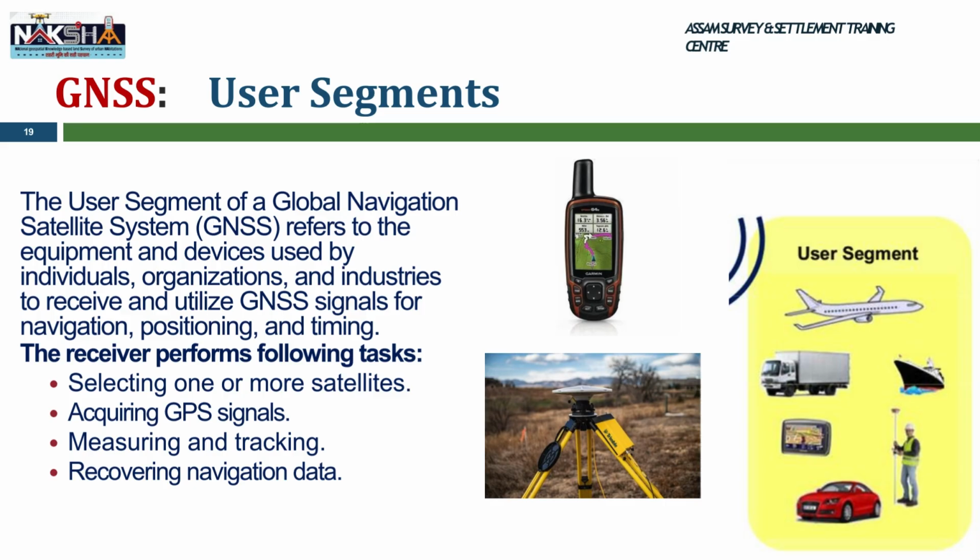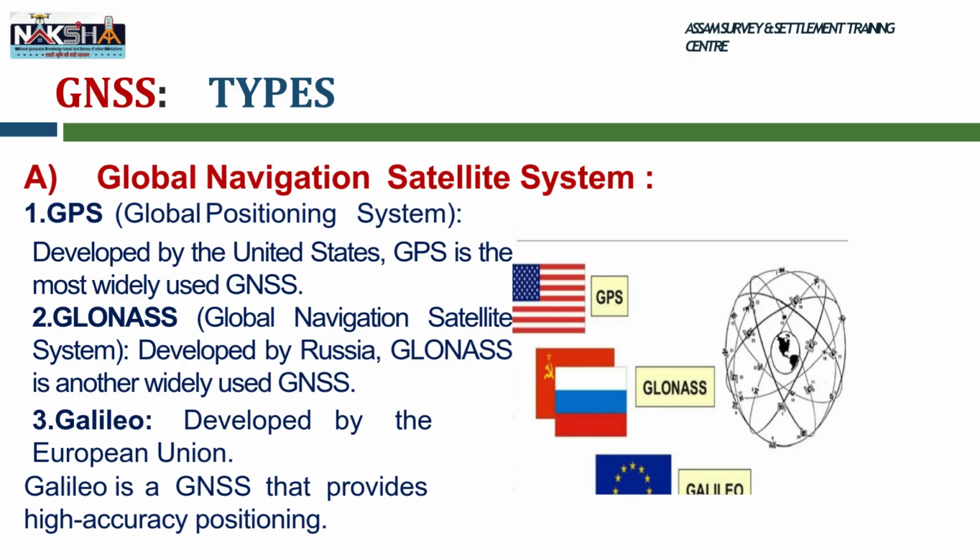In short, the user segment is the part we interact directly with, like GPS devices or mobile phones, that turn satellite signals into useful information for us. Now that we understand the components or segments of GNSS, let's take a look at the different types of GNSS systems. First, let's talk about the global navigation satellite systems.